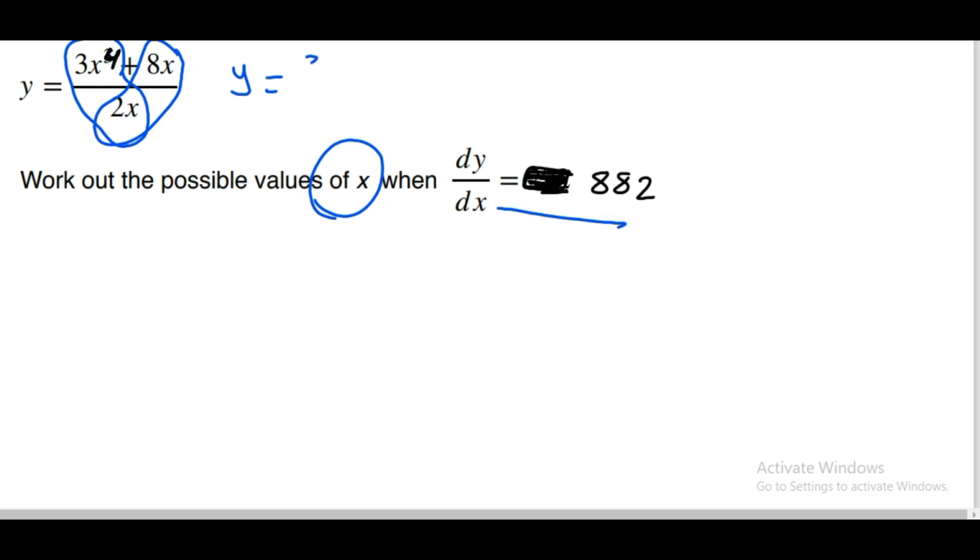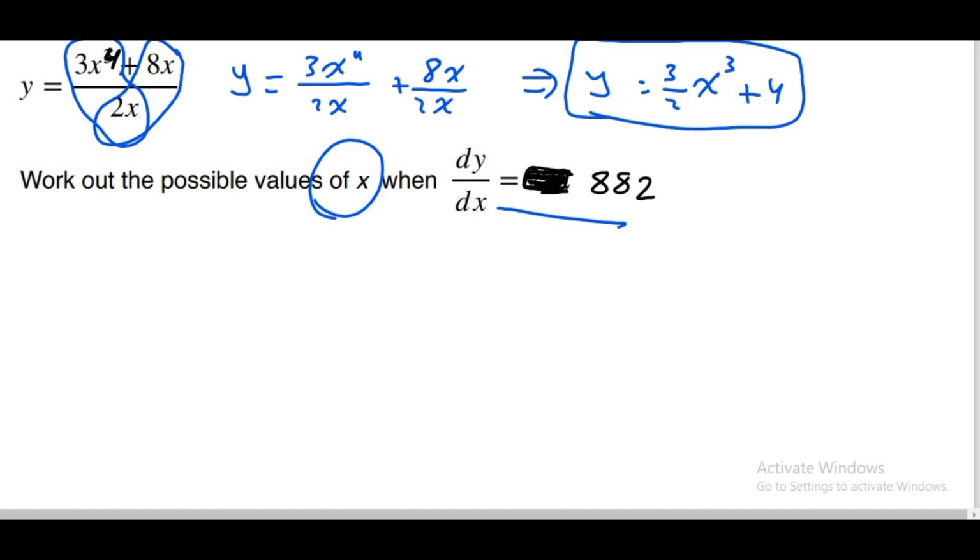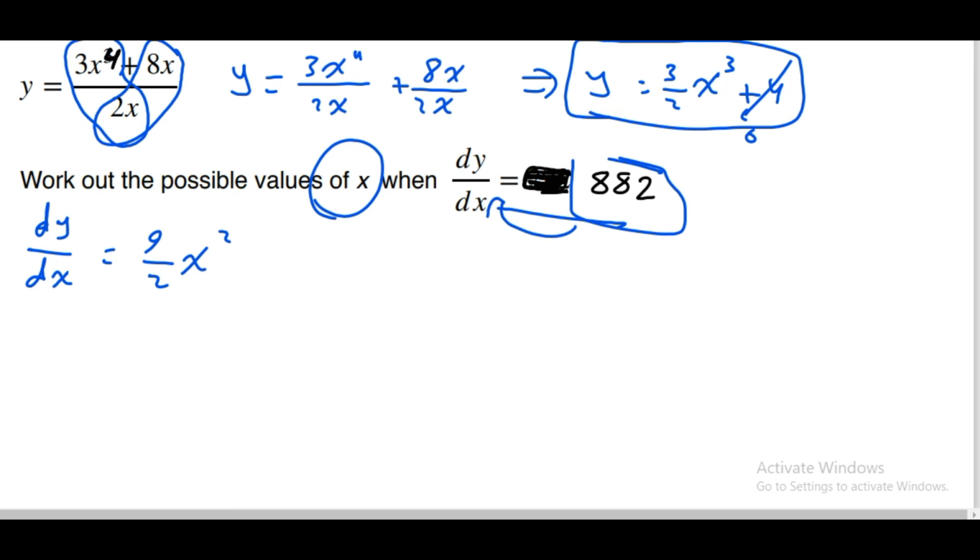So it will be y equals 3x to the power of 4 over 2x plus 8x over 2x. Then y equals 3 over 2 x to the power of 3 plus 4. This is the expression which we will differentiate. So dy by dx equals 9 over 2 x to the power of 2, and this part, its differentiation equals 0. This value will be put in the place of dy by dx. So 882 equals 9 over 2 x to the power of 2.